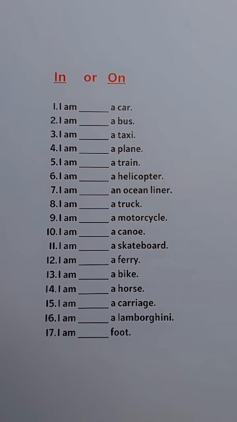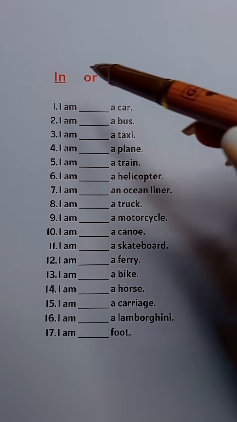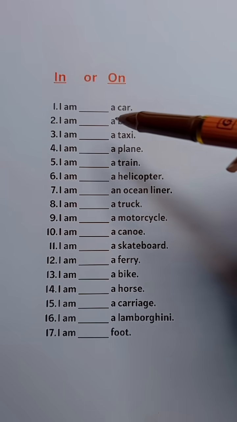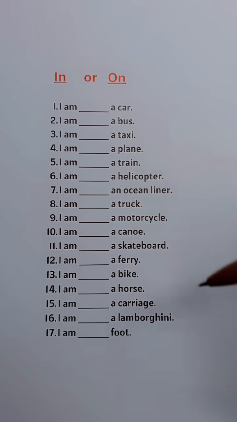Welcome to this English grammar exercise. Today we have a very good English grammar exercise for us to do. We're going to look at when to use in and on with modes of transportation.